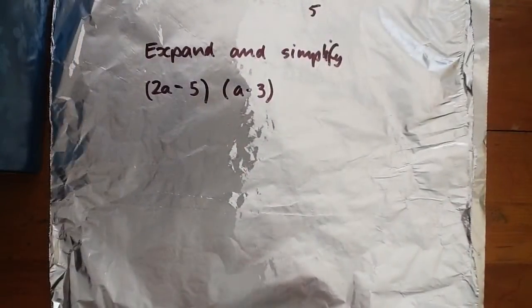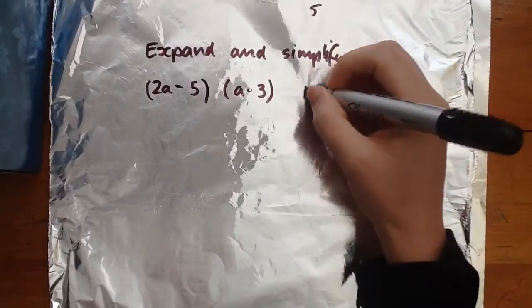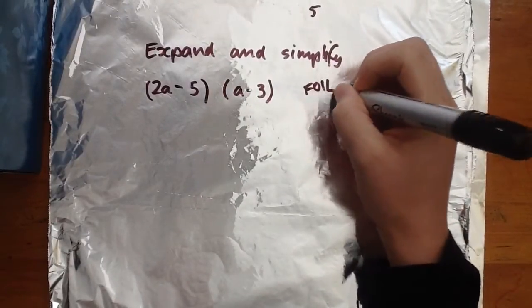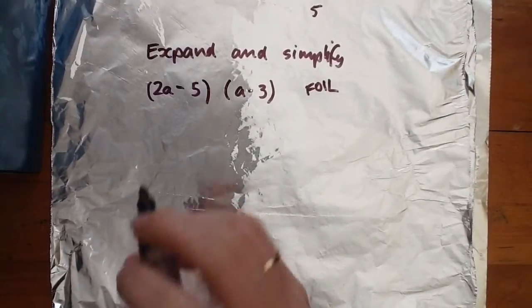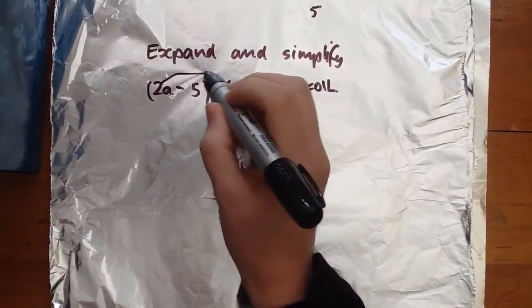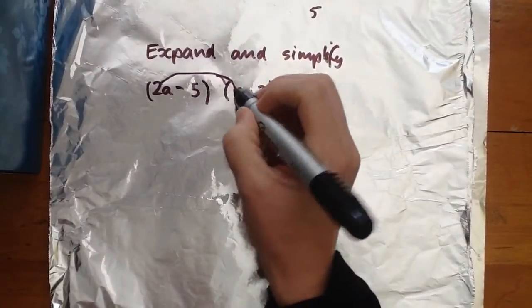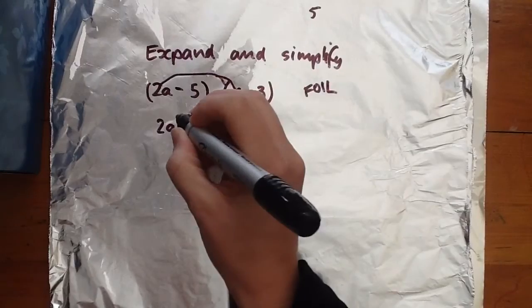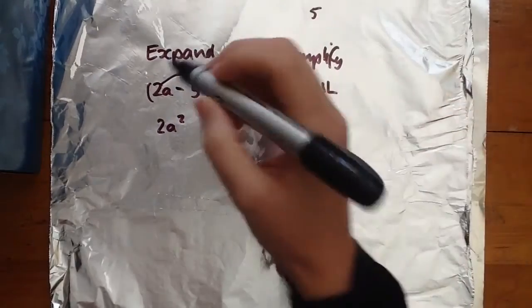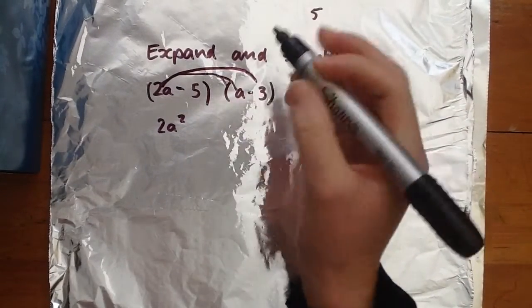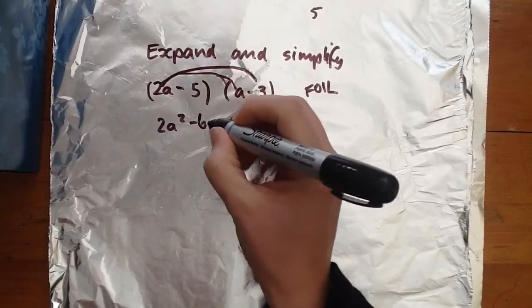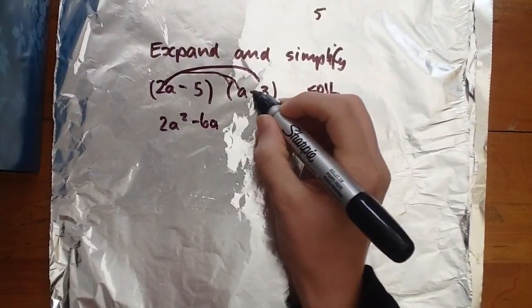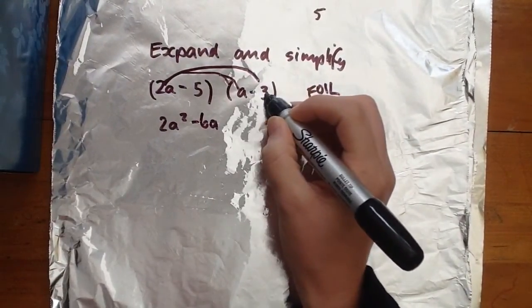With this example, we're going to follow the same procedure, FOIL to expand and then simplify. 2a times a will give us 2a squared. Outside, 2a times negative 3 will give us negative 6a. Remember that negative is attached to the number that comes after it.